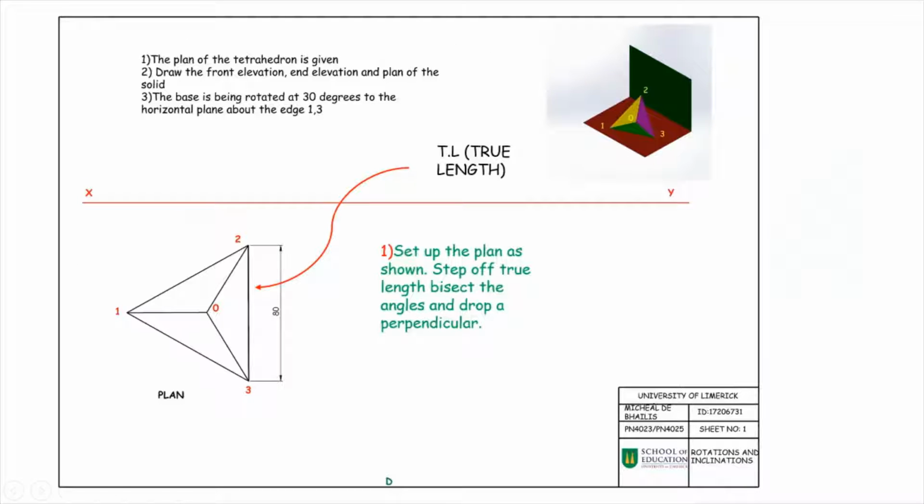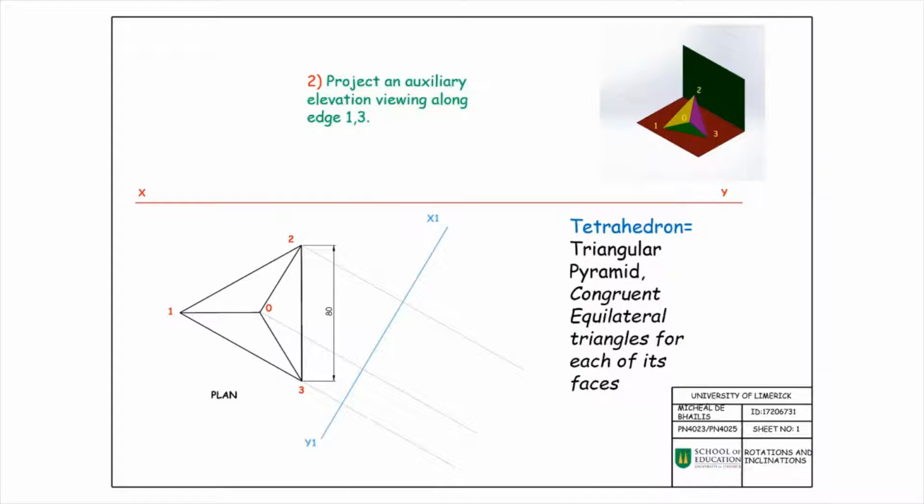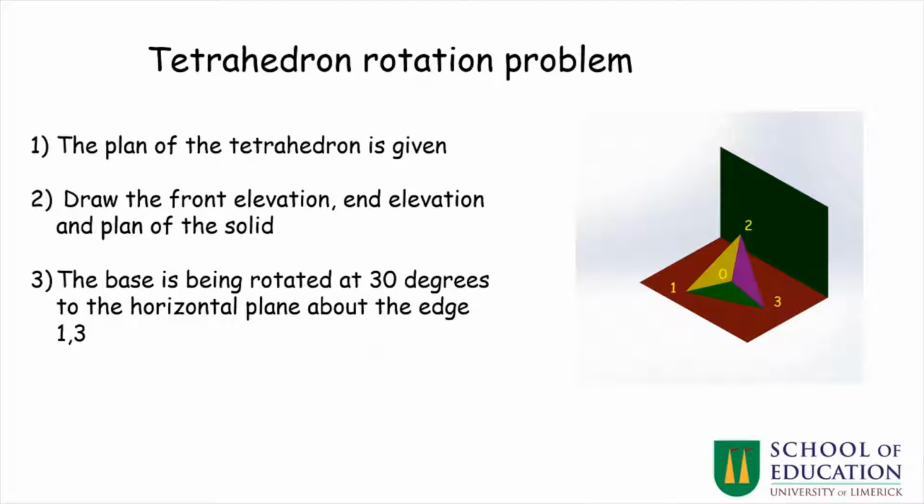So the first thing we need to do is draw a thumbnail sketch somewhere on our sheet and annotate it corresponding to the plan view that we're given. So for instance, 2,0 here represents 2,0 in our drawing. Following that, we need to project an auxiliary elevation from our plan view. And if we go back to the question, as specified here, the base is being rotated at 30 degrees to the horizontal plane about the edge 1,3.